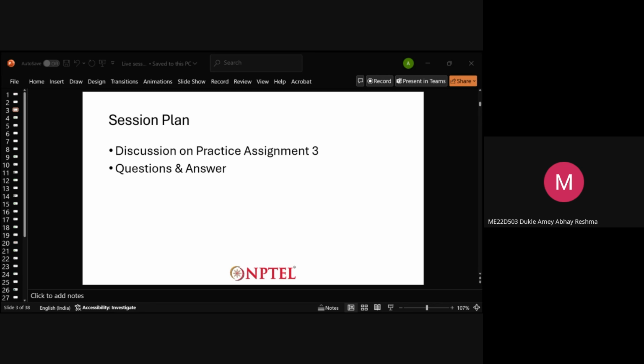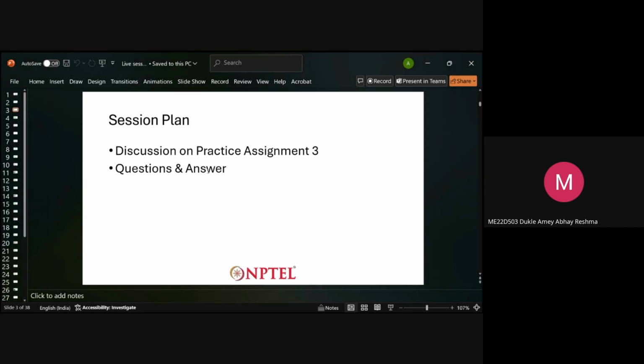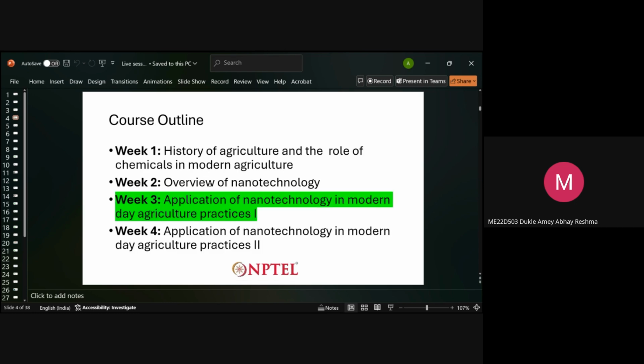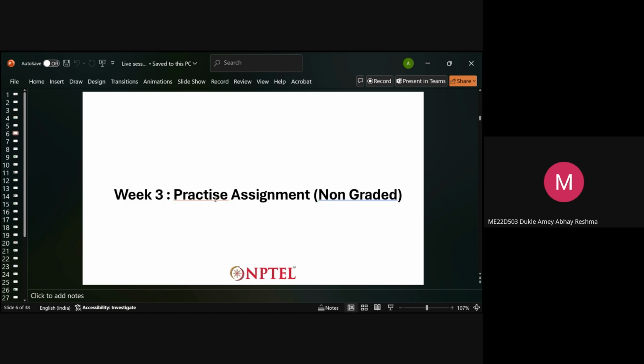We'll start. This is the session plan. We'll be discussing practice assignment 3, and then we'll move to the question and answer session. This is the course outline. It is an 8-week course, and we are in week 3. The content for this week is application of nanotechnology in modern day agriculture practices, the first part of this course. Without much ado, we will start with the week 3 practice assignment.